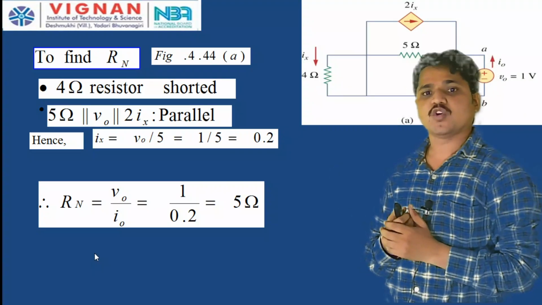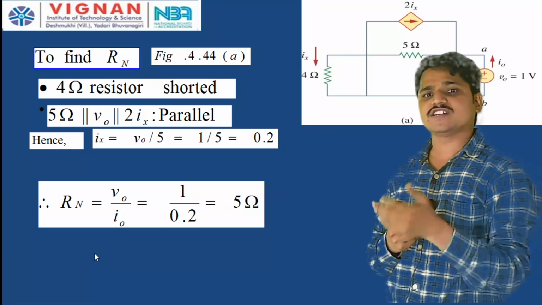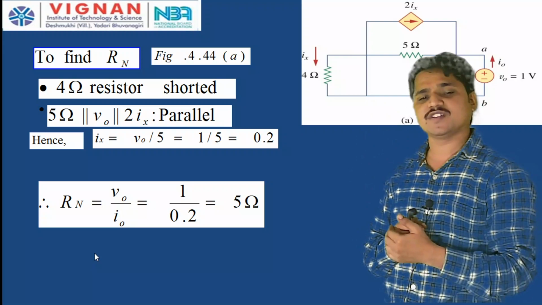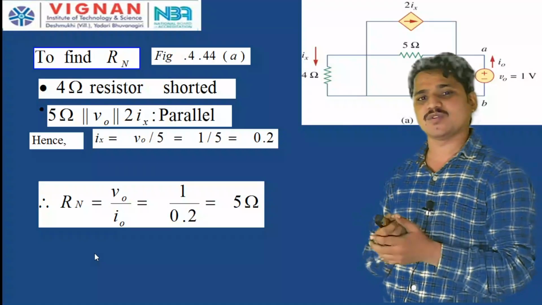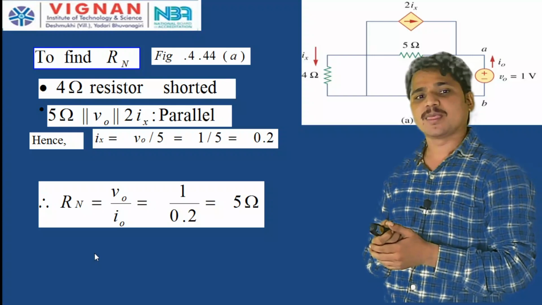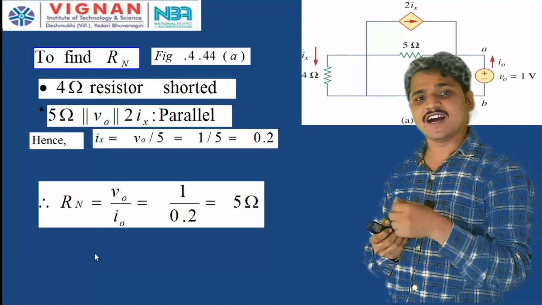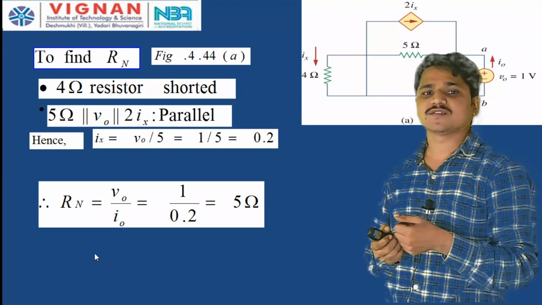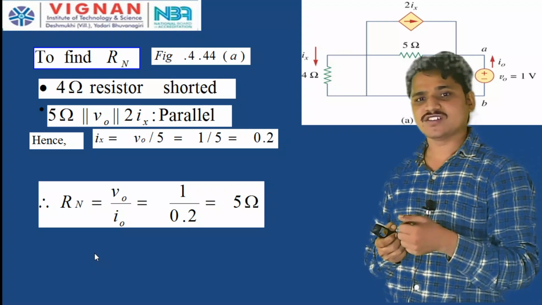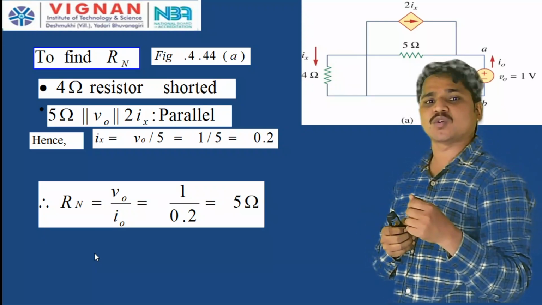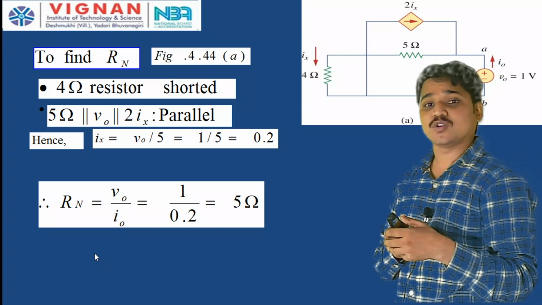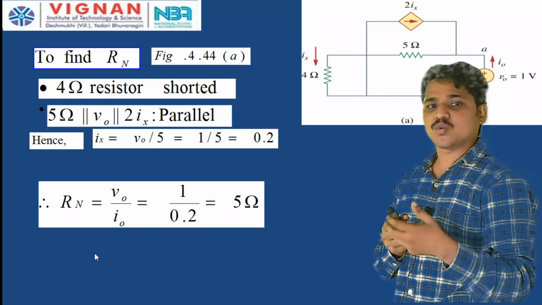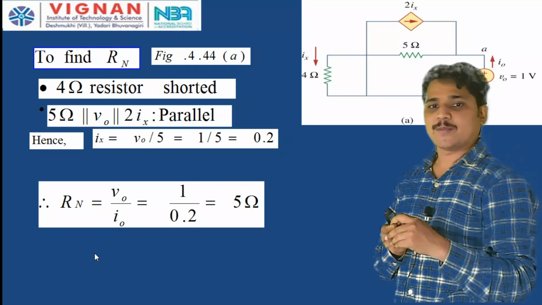Now, see here, the 4 ohm resistor is short circuited, because 4 ohm is in parallel with 0. So, 4 into 0 by 4 plus 0 is 0. Therefore, the 5 ohm resistor is in parallel with V naught and in parallel with 2 Ix. So, all are in parallel. Hence, Ix is equal to V naught by 5. The V naught is 1 that we have taken, so 1 by 5 is 0.2 amperes.